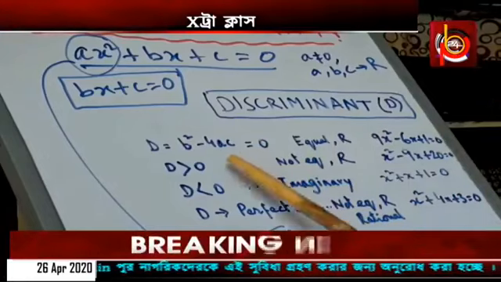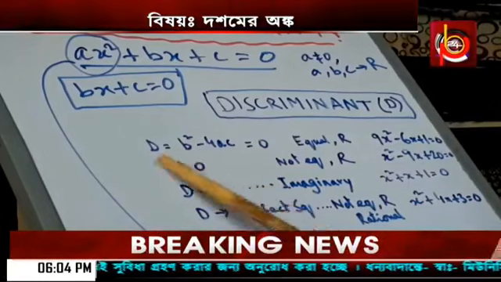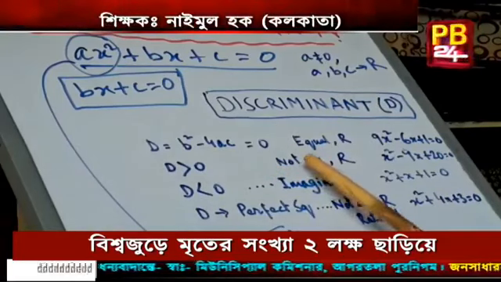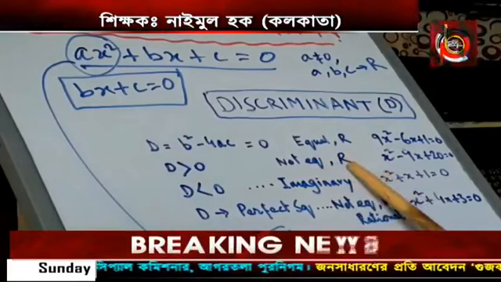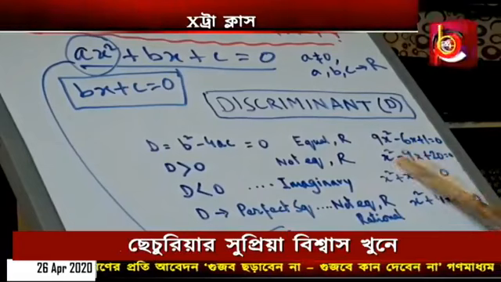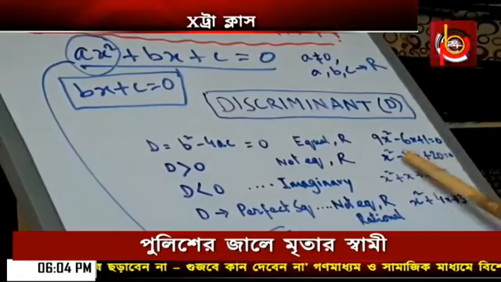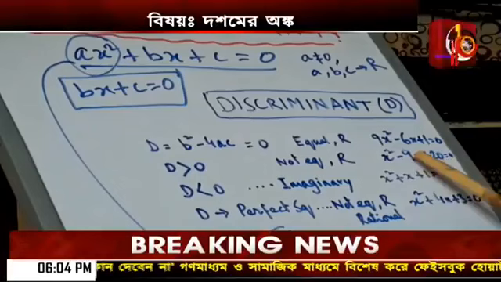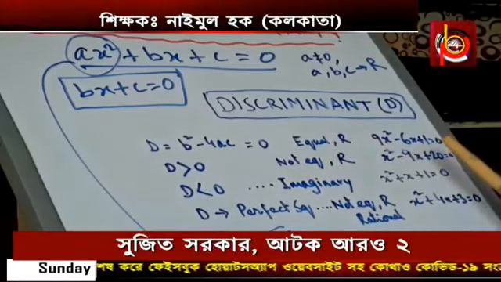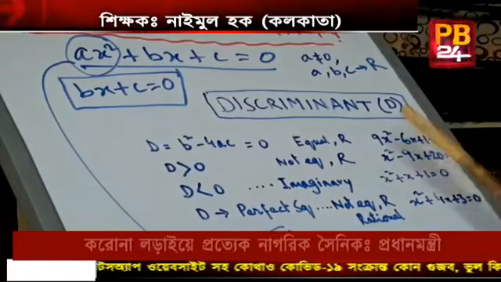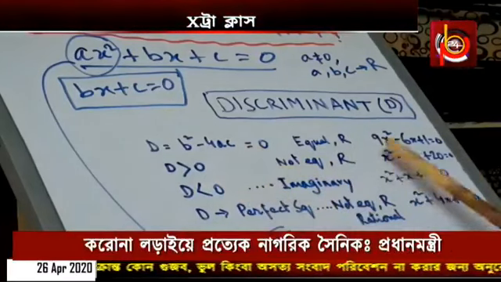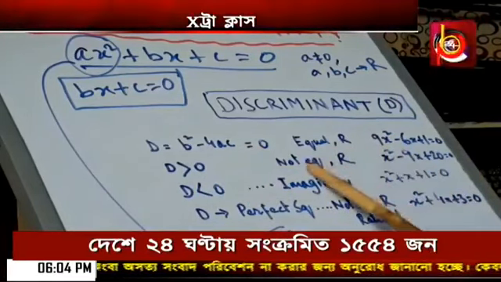And the second case is D greater than 0, meaning b square minus 4ac greater than 0. Then the roots will be different, meaning not equal, and real numbers. We can give one example: x square minus 9x plus 20 equals 0. It is very clear that the roots are 4 and 5, which are not equal. You can check on your own that for equations whose discriminant is greater than 0, the roots will be unequal.